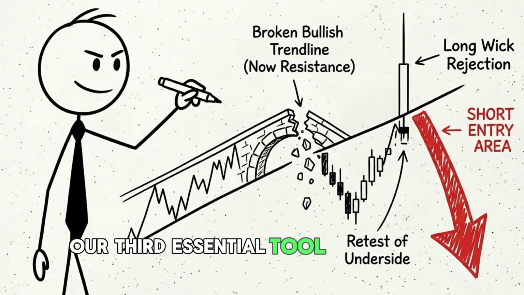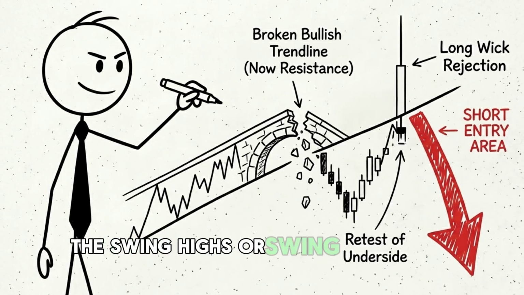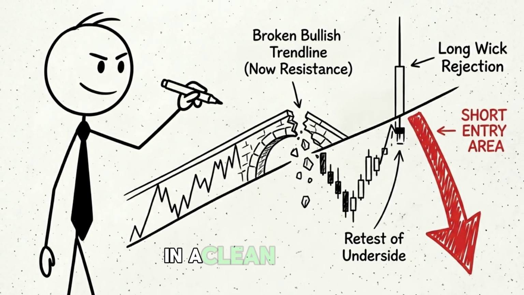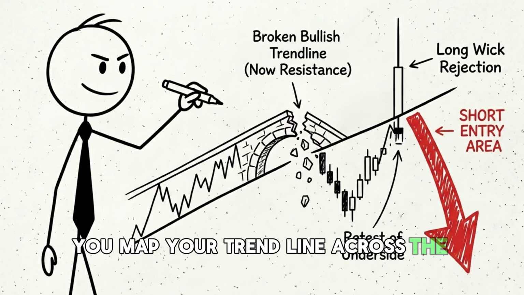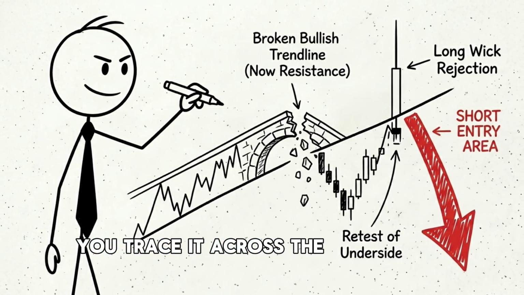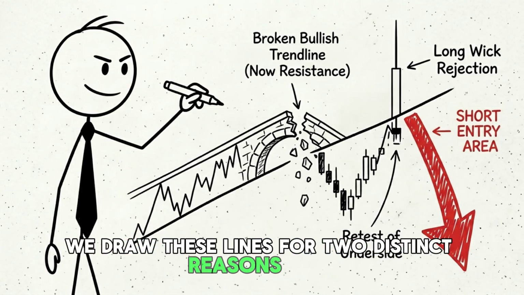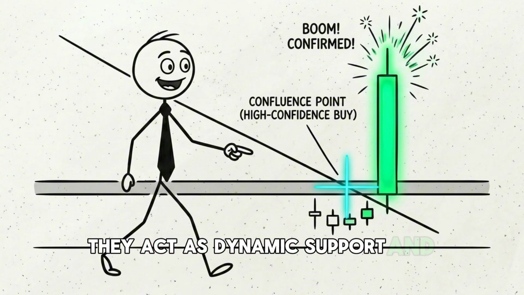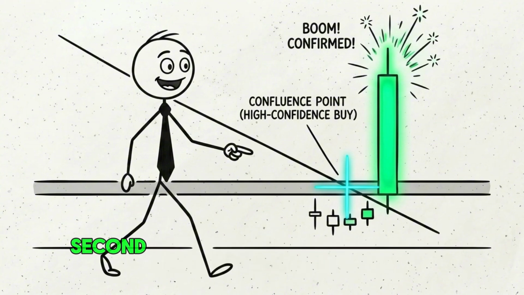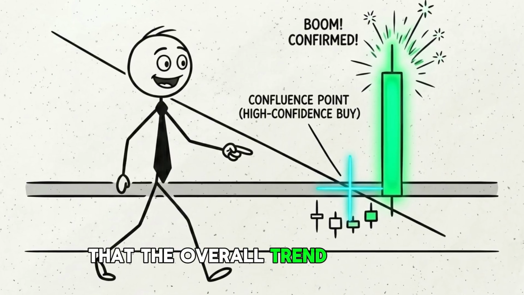Our third essential tool is the trend line. A trend line allows us to visually connect the swing highs or swing lows of a trending market. In a clean uptrend, you map your trend line across the ascending lows along the bottom. In a downtrend, you trace it across the descending highs along the top. We draw these lines for two distinct reasons. First, they act as dynamic support and resistance boundaries. Second, a clean breakout through a trend line waves a massive flag that the overall trend is shifting.